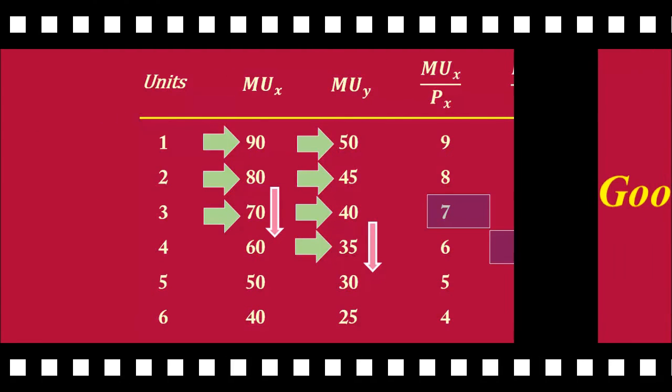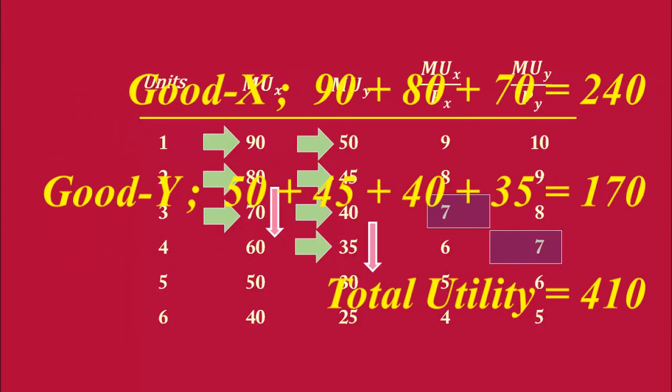His total utility is maximum. Utility from good X: 90 plus 80 plus 70, 240 units. Utility from good Y: 50 plus 45 plus 40 plus 35, 170 units. Total utility: 240 plus 170, 410 units.